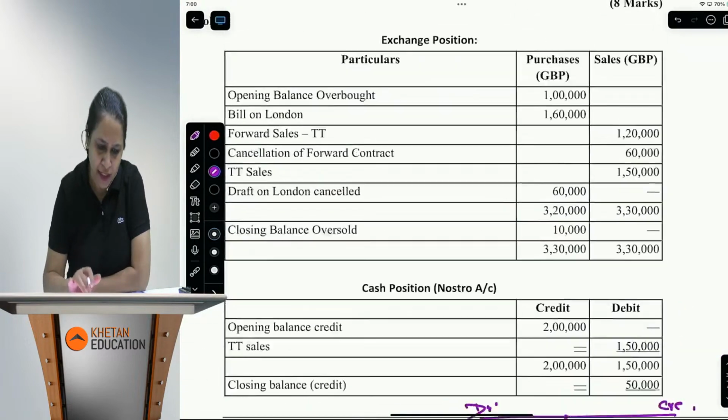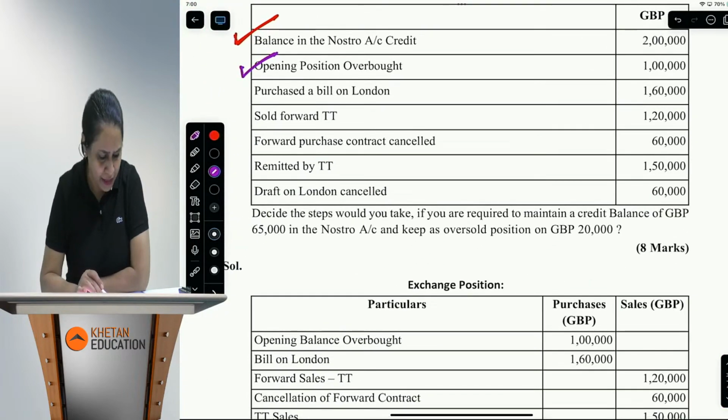भी तो वही किया. कुछ बोला है क्या समय? इन्होंने क्या बोला है? Decide the steps would you take if you are required to maintain a credit balance of GBP 65,000 in nostro account and keep as oversold position. If you are required to maintain a credit balance of GBP 65,000 nostro account.